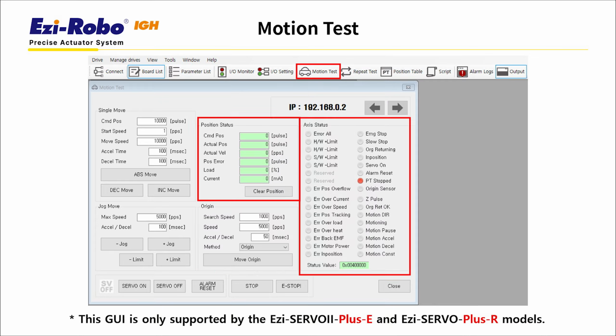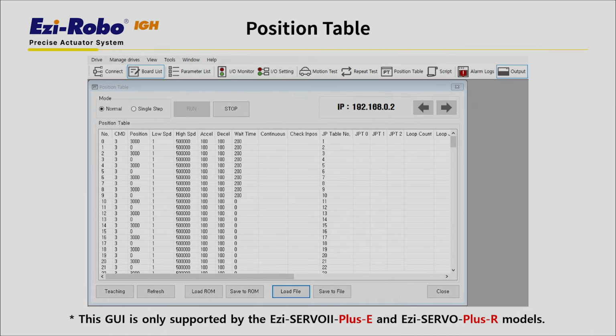You can also monitor the position status and axis status in real time as the motor moves. Next is the position table function. The position table allows users to pre-configure motion profiles and store them under designated numbers. The desired motion can be selected via network communication or I/O signals, and the stored profile can be executed accordingly.